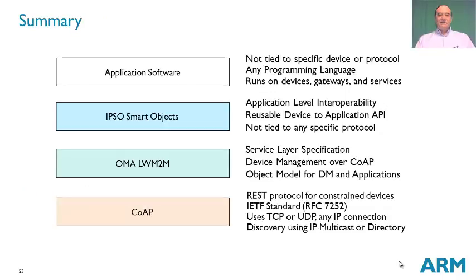So to summarize, we have a set of IP, internet, and web-like protocols that can provide a modular stack going all the way from the IP socket layer to application software. We have CoAP, which is a REST protocol for constrained devices based on an IETF standard. OMA Lightweight M2M provides server middleware, device management, and an object model. We have IPSO Smart Objects that provide application-level interoperability using a standard set of application-level objects.